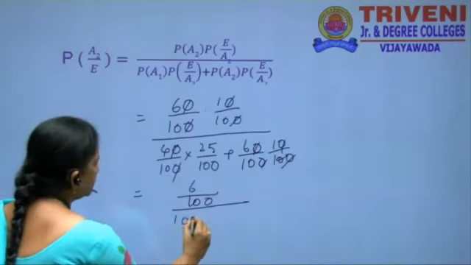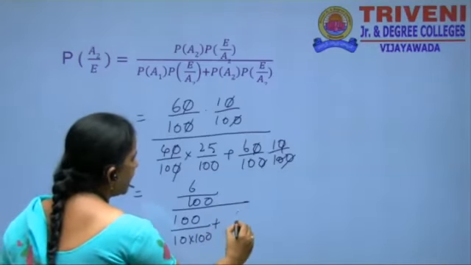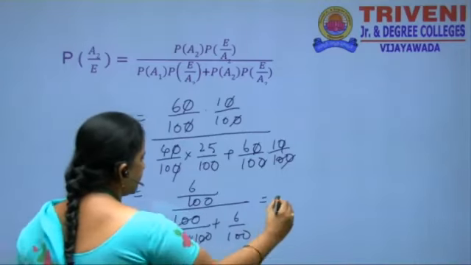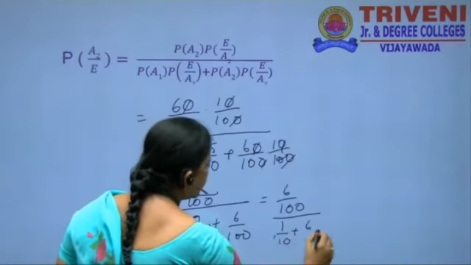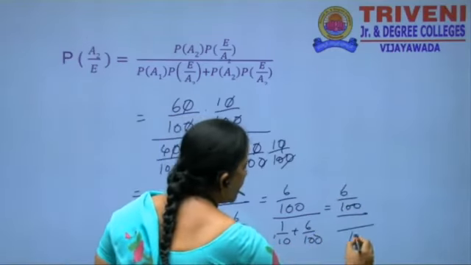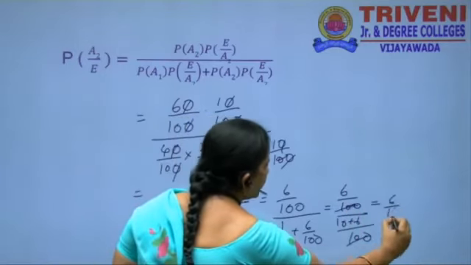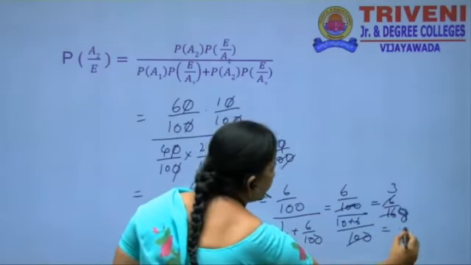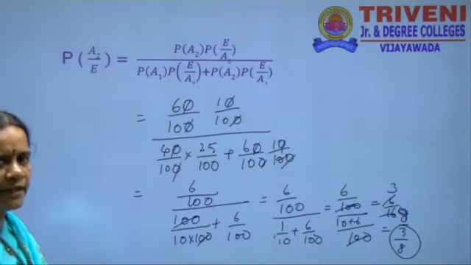Here 100 by 10 into 100 plus 6 by 100. That is equal to 100 gets cancelled here. 6 by 100. 1 by 10 plus 6 by 100. That is equal to, here the LCM in the denominator is 100. 10 plus 6. 100 gets cancelled here. 6 by 16. 2 table will cancel here 3 times. Here 8 times. Therefore, the probability is 3 by 8.